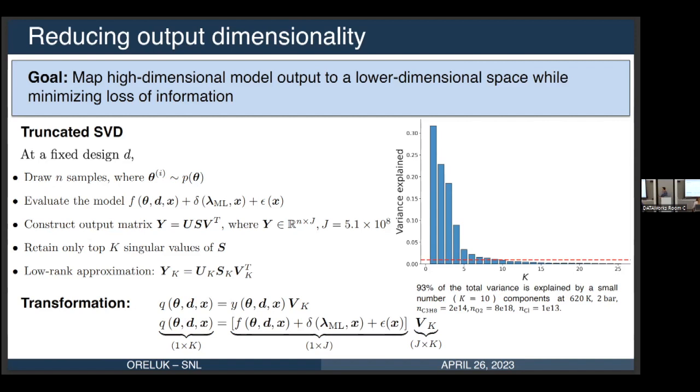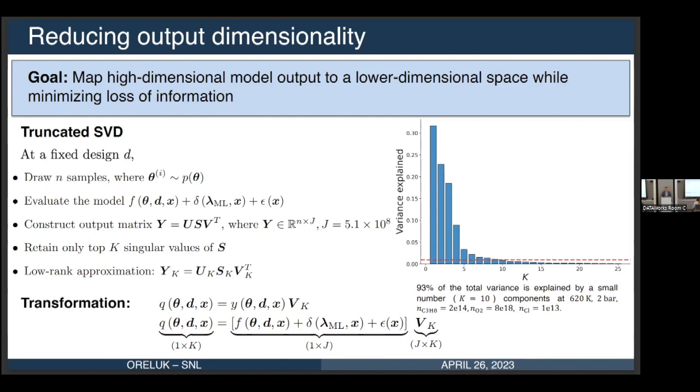I think I'm okay on time. So SVD, just a summary of how you do this. You can generate some samples from your prior and evaluate your costly model, and you build up a matrix Y that is n by j, where n is the number of samples and j is the number of outputs. So you have this big matrix, and you can perform SVD to break it up into three very special matrices. You can retain the top k singular values of S, and what you get is the best rank-k low-rank approximation, in the following sense.